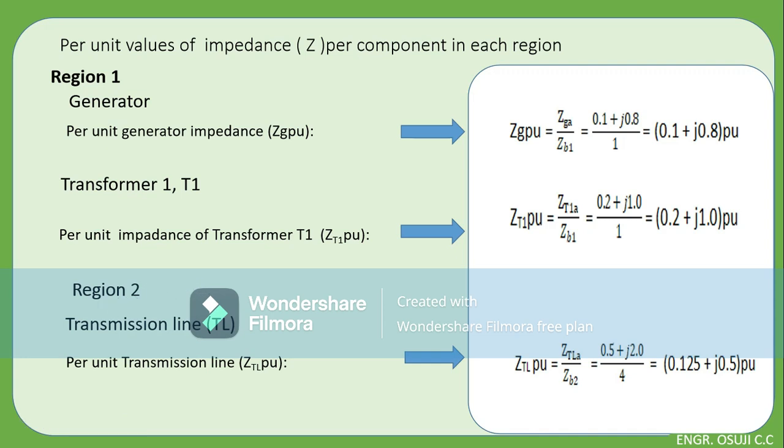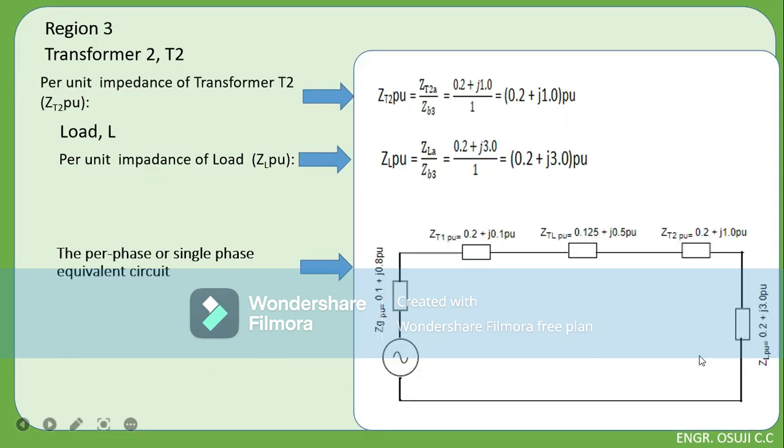Then we move straight, because there are no other components in region 1, we move straight to region 2. The transmission line is in region 2. So when we take the transmission line, we also go back to look for its per unit value. The per unit value is the actual impedance of the transmission line all over ZB2, because it is in region 2. And this is the actual value given for the transmission line, and this is the base value in region 2. So at the end of the day, this is what we're going to have in per units.